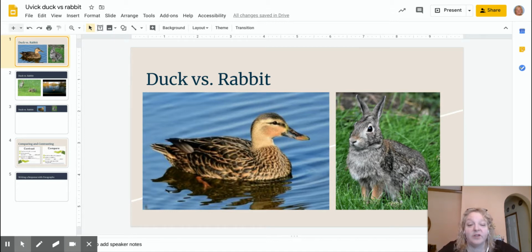So we're going to look at two animals today. We're going to look at a duck and a rabbit. Okay, how many of you have ever seen a duck? Hopefully lots of people are raising their hand. How many of you have ever seen a rabbit? Perfect. If we think about ducks and rabbits, they have some of the same characteristics, and they have lots of different characteristics. Okay? So let's just look at these for a second.